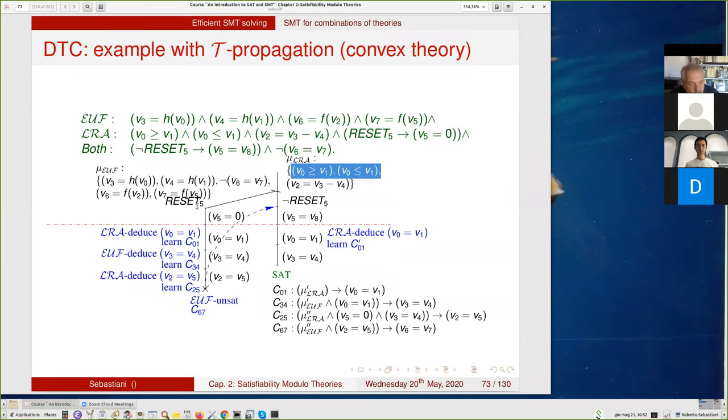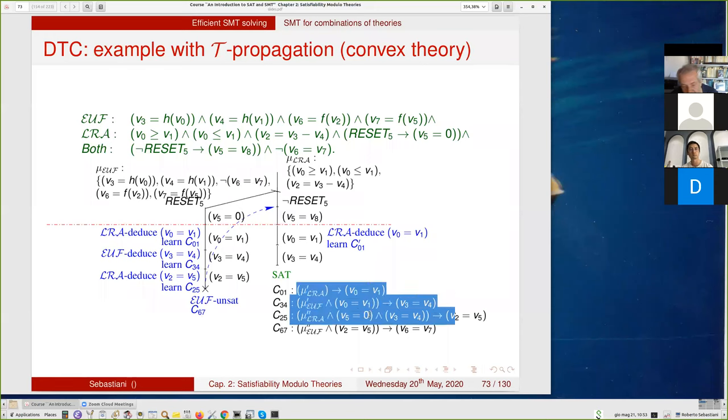But with V0 equals V1, the UF solver deduces that V3 equals V4, okay? So V3 equals V4 is a unit propagation. But if V5 equals V4, V3 is equal to V4 here, then it deduces that V2 equals V5 because both are zero. Okay? So it deduces V2 equals V5. But deducing V2 equals V5, this guy will deduce from this that V6 equals V7, which is in conflict with this.